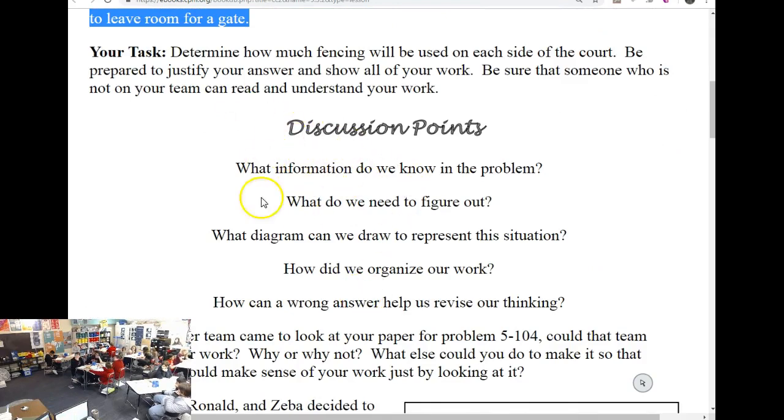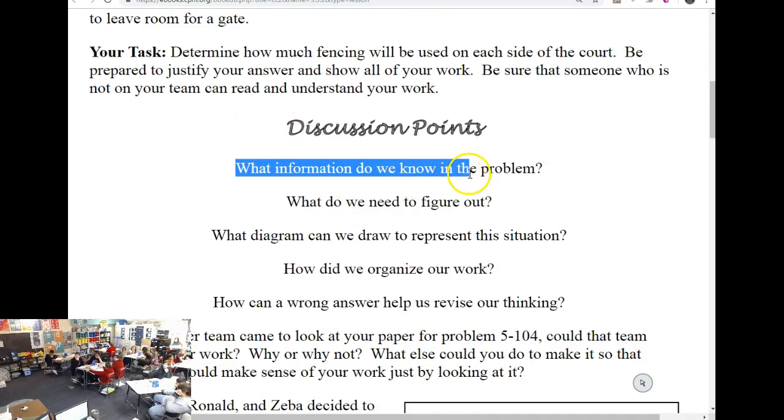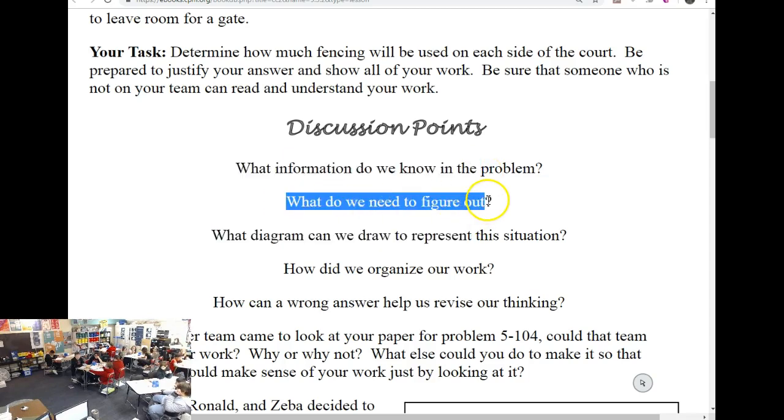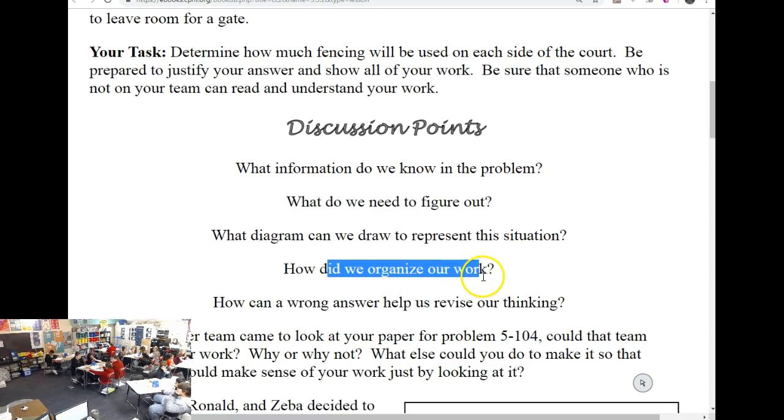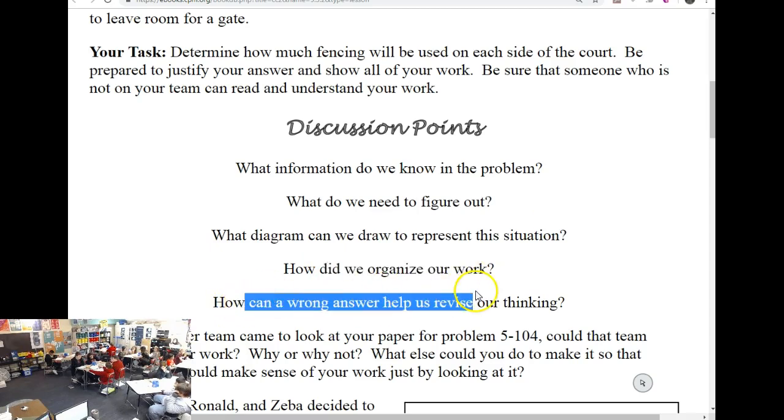So, here are your discussion points for your team. What do we know, like what I just had highlighted up there? What do we actually need to figure out, taking it piece by piece? What diagram could you draw to help you? Like what picture can you make? How can you organize your work? And if you come up with a wrong answer, which a lot of times we'll end up with a couple of wrong answers before we get to the right one, how can that help you and guide your thinking?